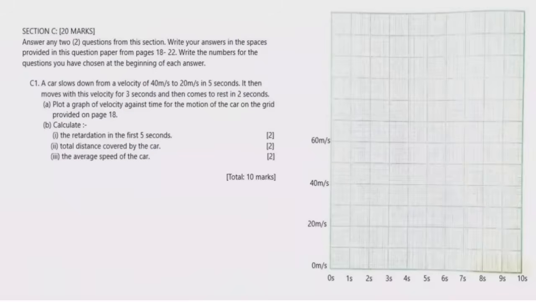Here we come to section C, which has got 20 marks. The instructions for this section are as follows. Answer any 2 questions from this section. Write your answers in the spaces provided in this section, in this question paper from pages 18 to 22. Write the numbers of the questions you have chosen at the beginning of each answer. Okay, so those are the instructions.